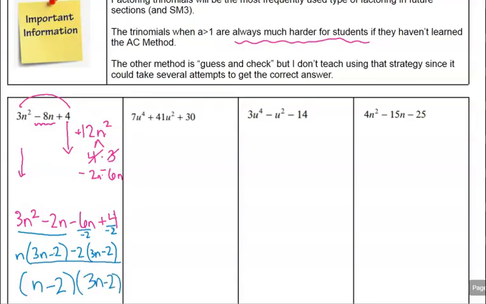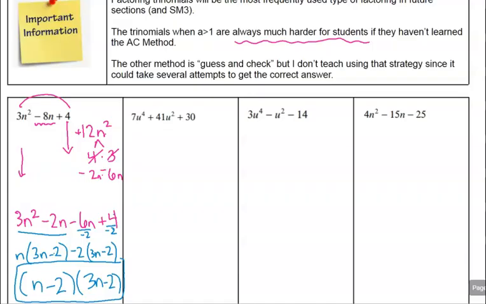Okay, and so now we have done the AC method for factoring trinomials when a is greater than 1. All right, so if you feel pretty confident, you're welcome to go ahead and try the practice. I'm going to do a couple more examples just as a refresher if you want to keep watching.